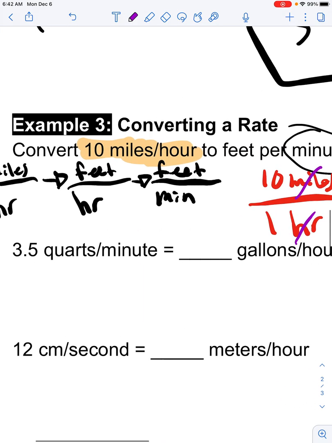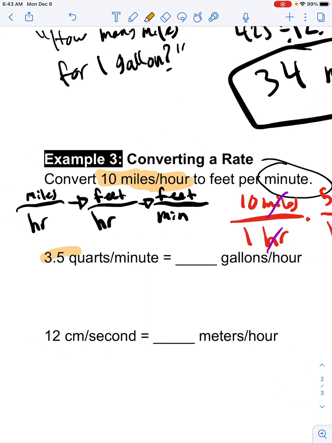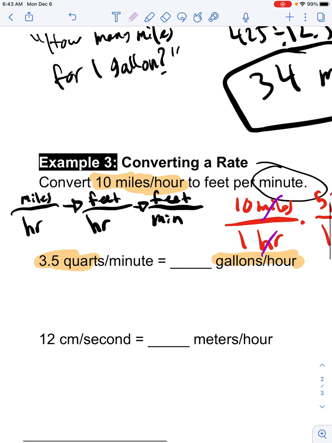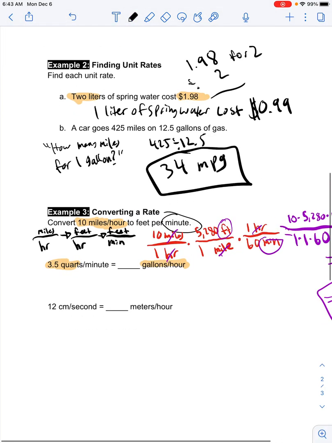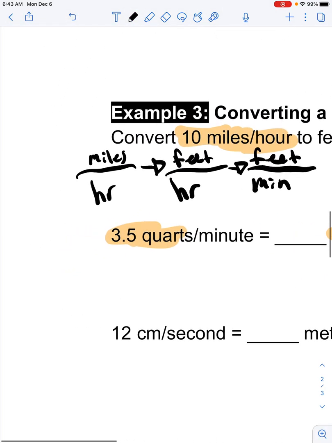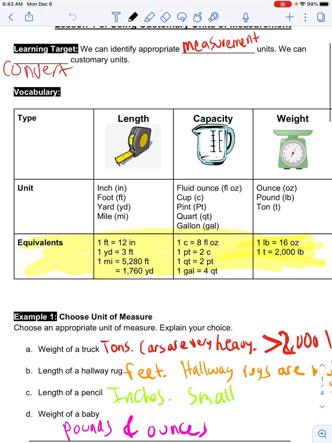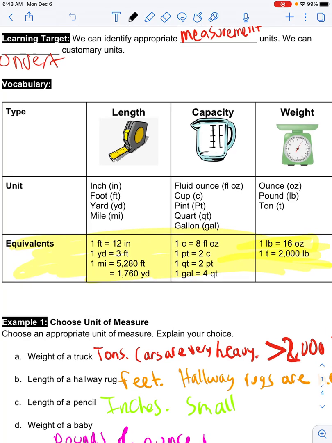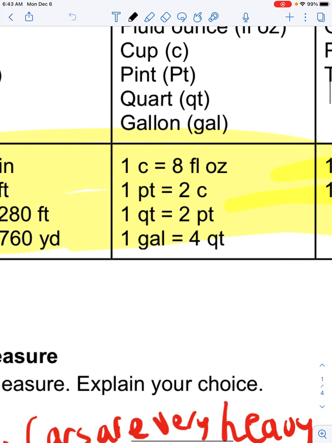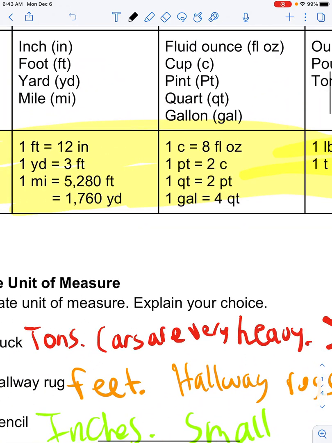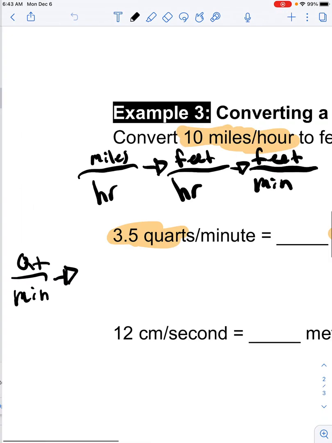So we see right here, all right, 3.5 quarts per minute, and I want to get gallons per hour. So again, create a roadmap. What's my roadmap going to be? I'm starting at quarts per minute. Now, maybe you can't remember. You can look back in your notes. You can do a quick Google search to find out what the conversion was for quarts to gallons. But it looks like 1 gallon is equal to 4 quarts.